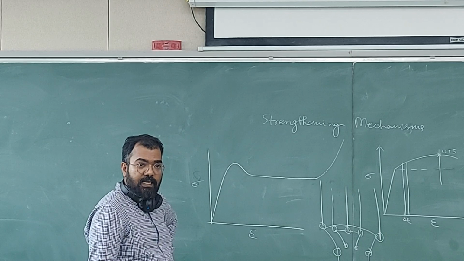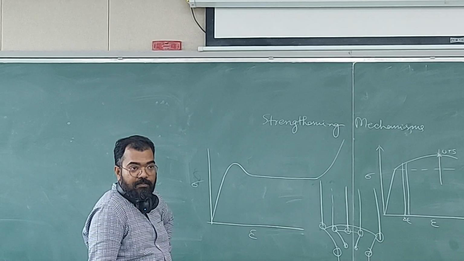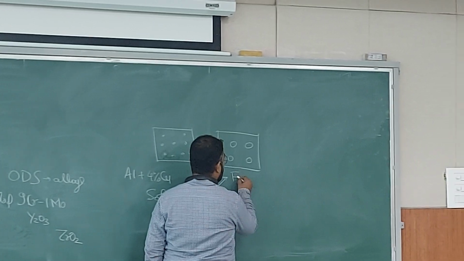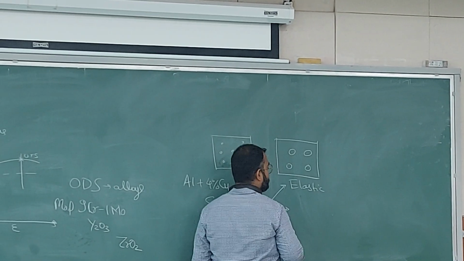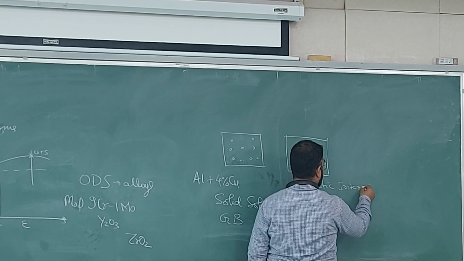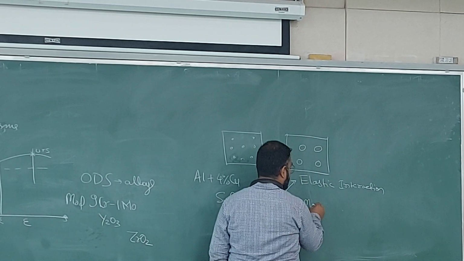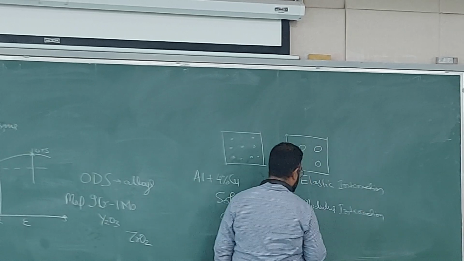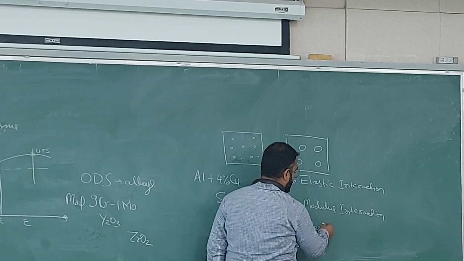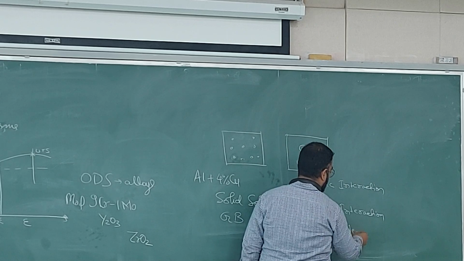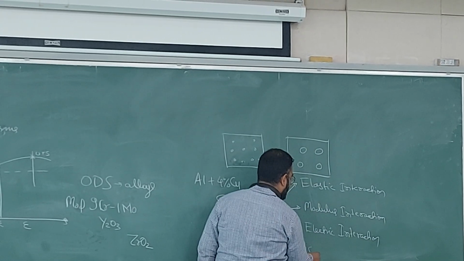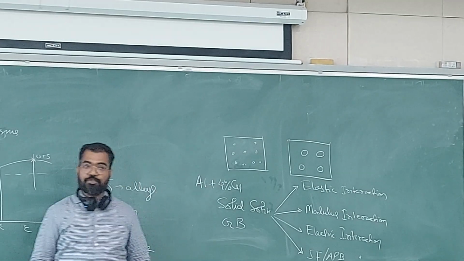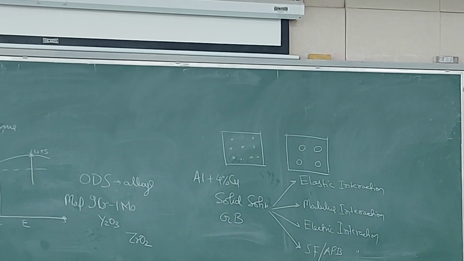We have seen one mechanism. These atoms can join the dislocation and block them, pin them. That mechanism we have discussed. I don't know if you remember. But there are different ways by which they can increase the strength. One is elastic interaction. Then you can have modulus interaction. Then you can have electric interaction. Then you can have stacking fault or anti-phase boundary interaction. So there are various ways by which the foreign atom can increase the strength of the material.